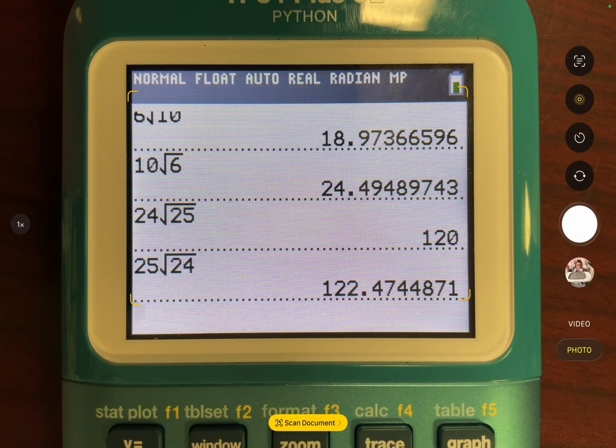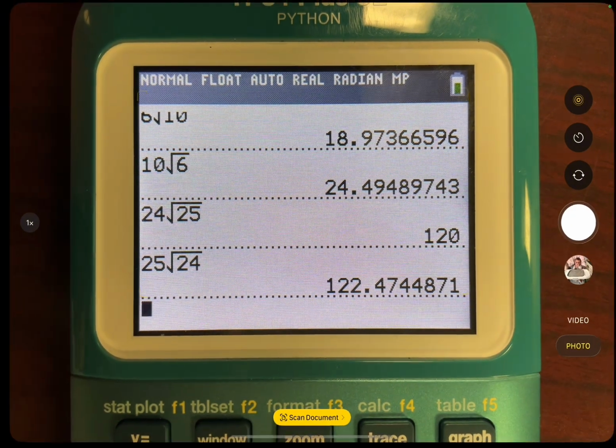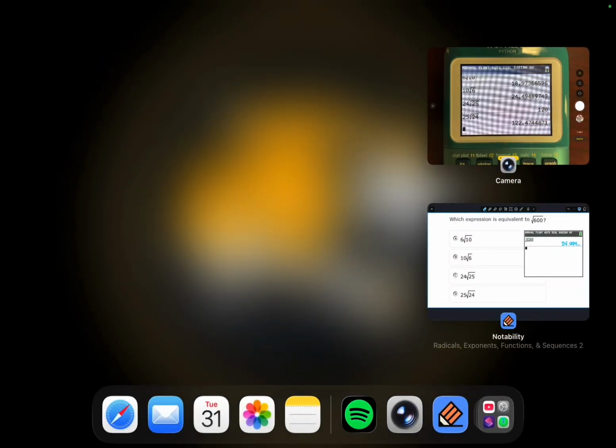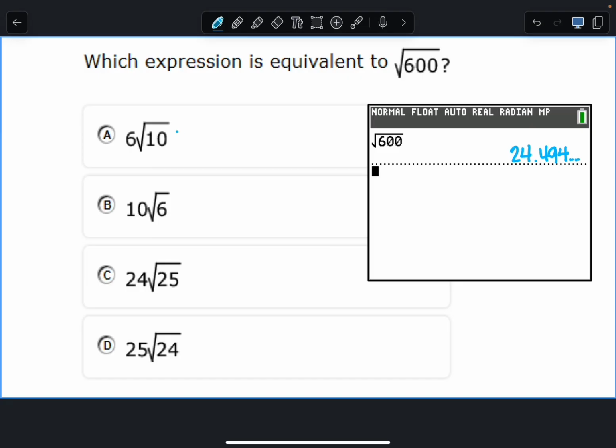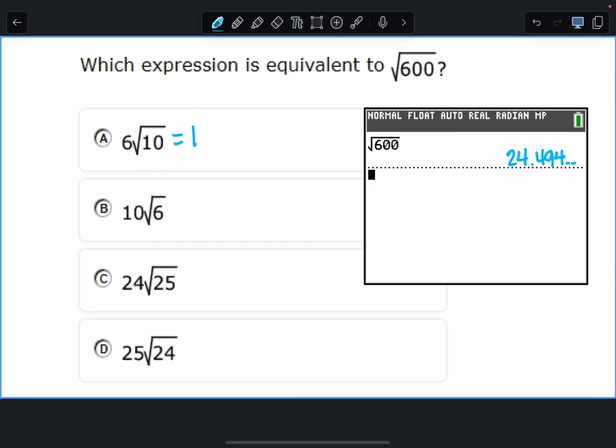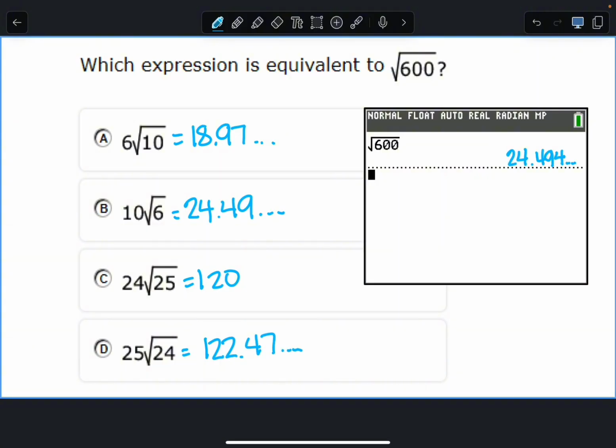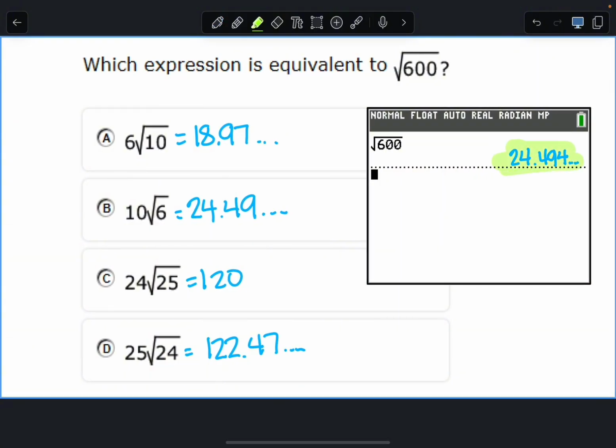What would the answer be? B. The answer would be B. So 6 square root of 10 gives you 18.97, dot, dot, dot. 10 square root of 6, 24.49. 120, and 122.47. Okay. So the one that matches is answer choice B. Questions? Okay. Next one.